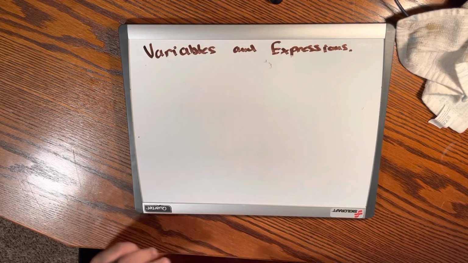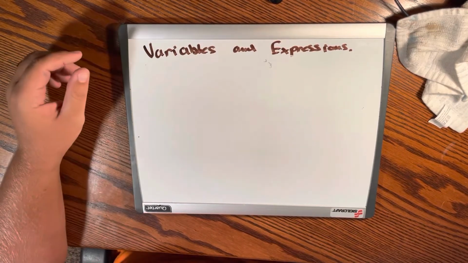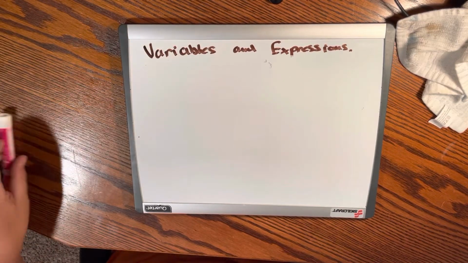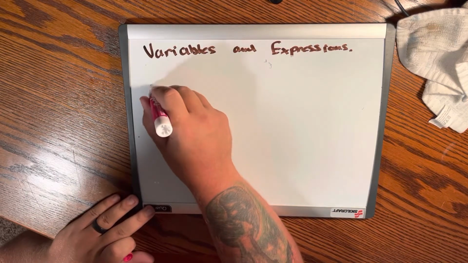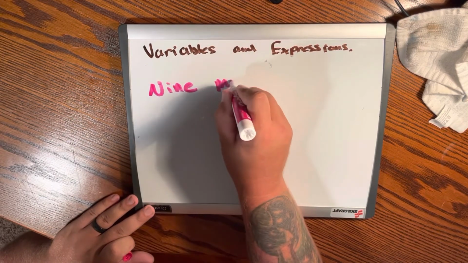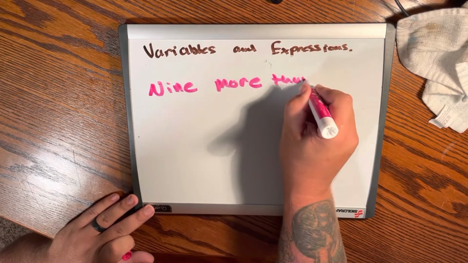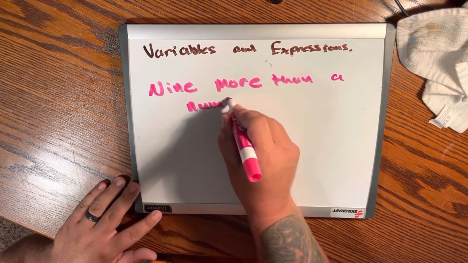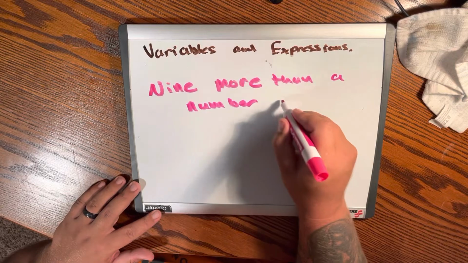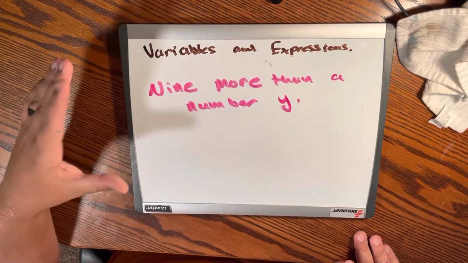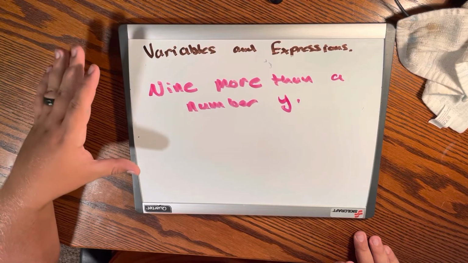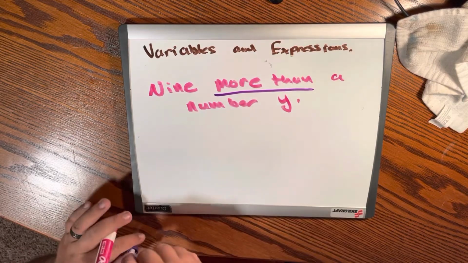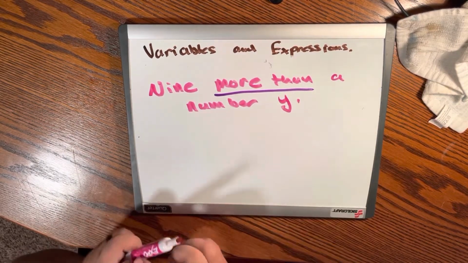Now, if you're writing them, there are certain words you have to use in order to make the word phrase a variable expression. Let's say we have something that says 9 more than a number y. If we're going to create a variable expression from this, you got to pay attention to some of these words. Right here, more than is correlated to addition.